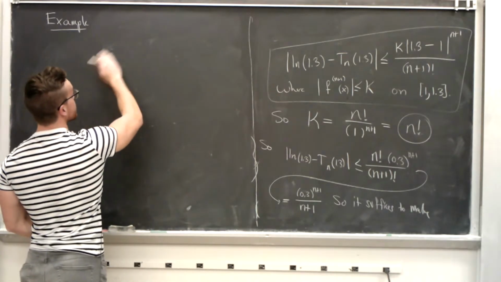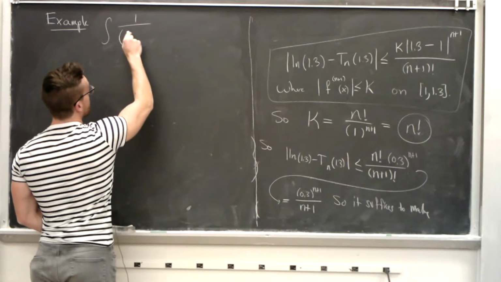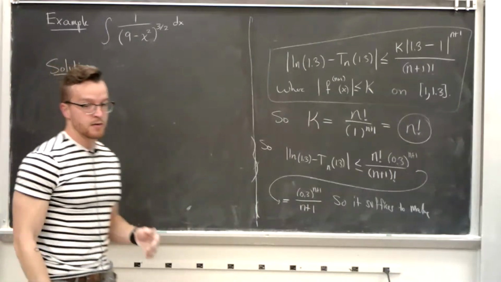All right, next up, let's do an integral. Let's do the integral of 1 over 9 minus x squared to the 3.